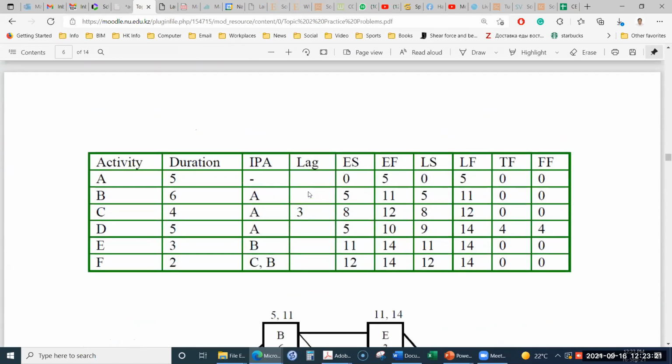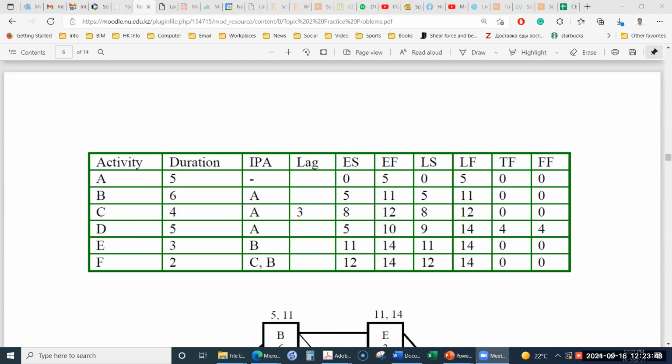I have a question, actually. May I ask something? Yes, I'm always welcoming questions. This FF value, for example, in this table here, the free float. Yes. We were using it as actually something like the early start of the next activity minus the early finish of the current activity. Is this formula correct, or do you have another one?